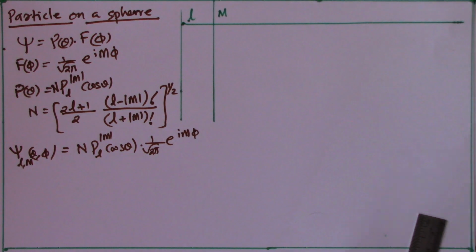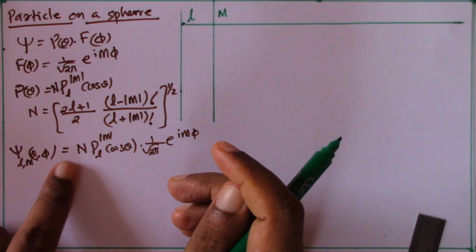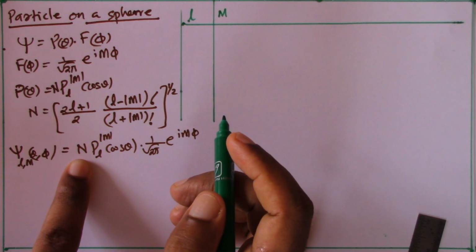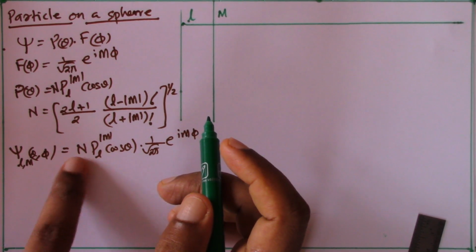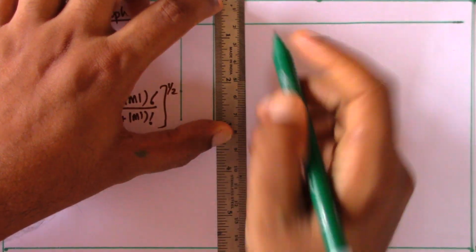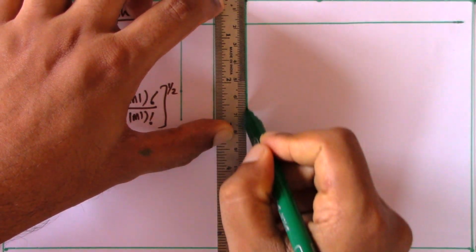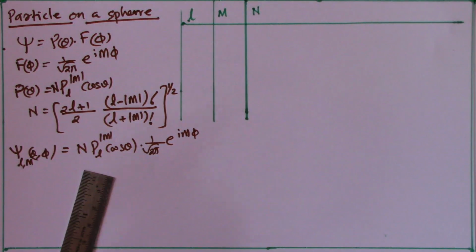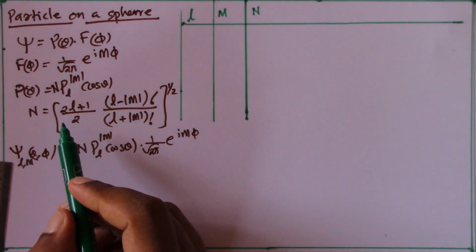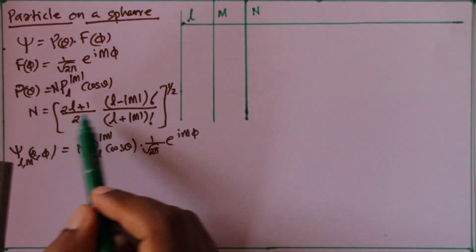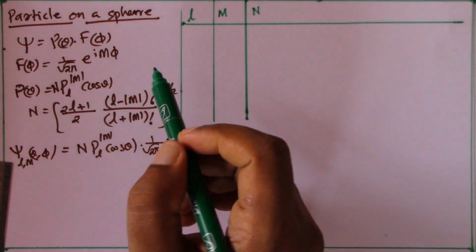And for psi theta phi, the first thing we have to know is n. N is the normalization factor for the associated Legendre polynomial. So in one of the columns I will include the value of n also. You can easily solve for n, because if you know L and M, then you can find out n. It's a simple equation. You can do it yourself.